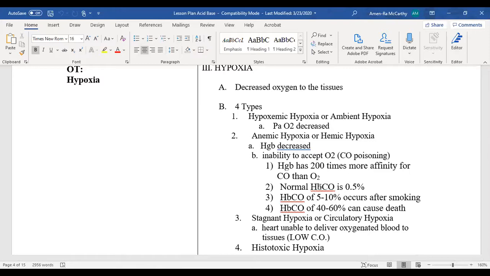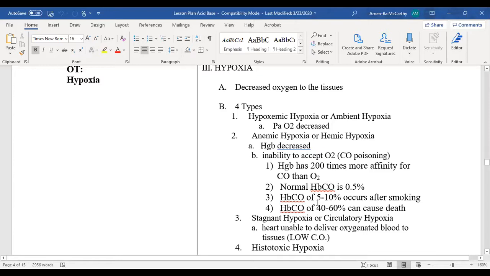If I was to test your blood, and do not just an ABG, but a special ABG, to find out how much carbon monoxide is actually in your blood, it should be about 0.5%. 0.5, 0.6, 0.3, something like that, around that area, that's normal.